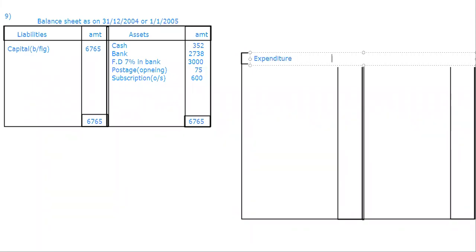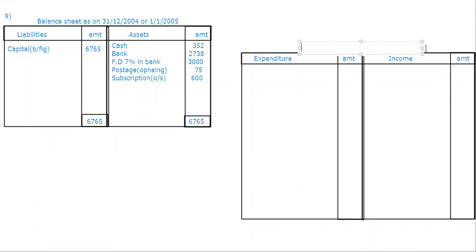Expenditure amount, income amount. And here we are going to write income and expenditure account for 31st 12 2005.